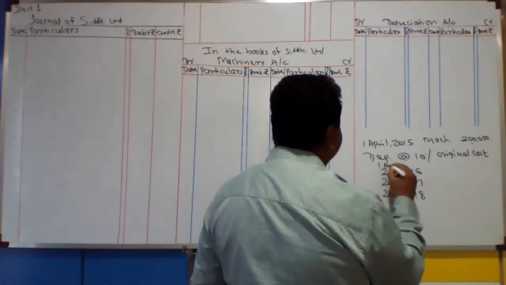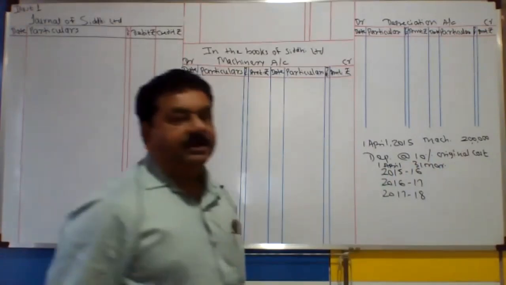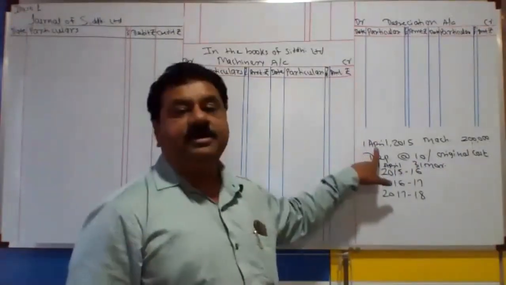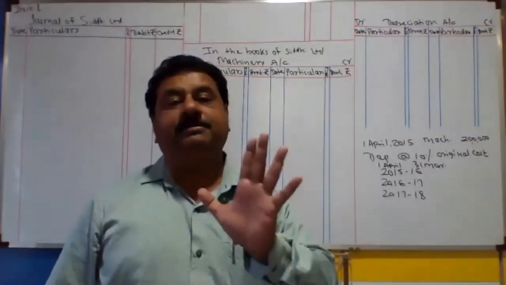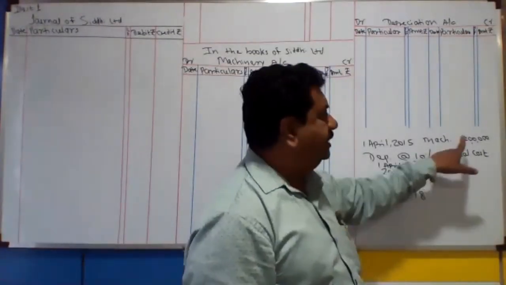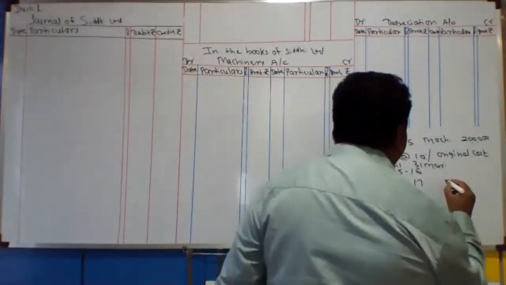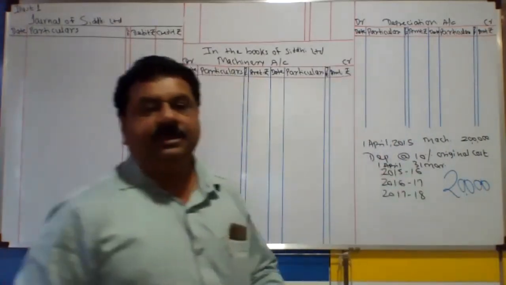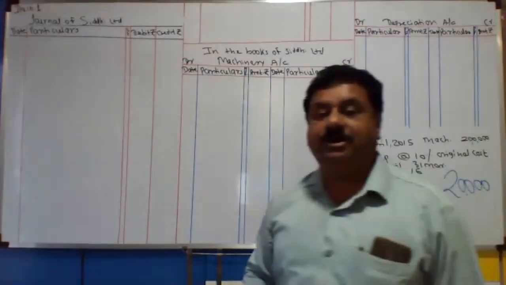हमारा year चालू कब होता है? It is starting on 1st April and ending on 31st March. The first transaction is on 1st April 2015 only. उसके बाद में हर 31st March को हम लोग depreciation charge करने वाले हैं, which is 10% of 2 lakhs. 10% of 2 lakhs मतलब amount कितना आने वाला है? The amount of depreciation is going to be rupees 20,000 each year. No change because this is a fixed installment method.